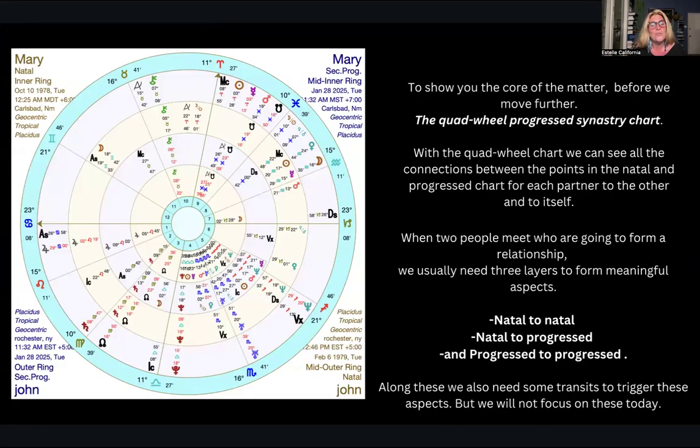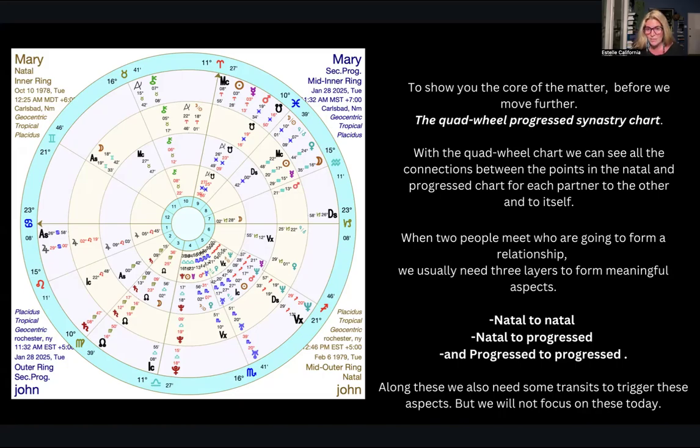So I want to show you up front what does it look like? What are we dealing with? So the Quadwheel Progress Synastry chart. With the Quadwheel chart, we can see all the connections between the points in the natal and the progress chart for each partner to the other and to itself. It's all the way around. You're going to see it's a lot of things happening.